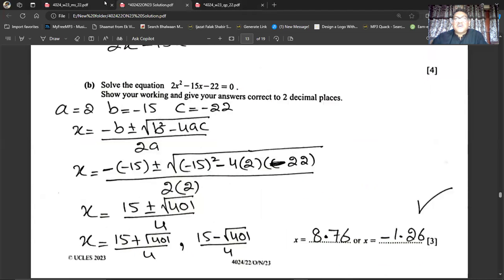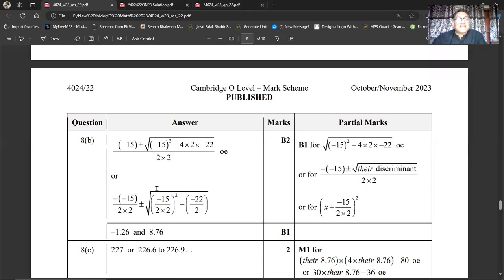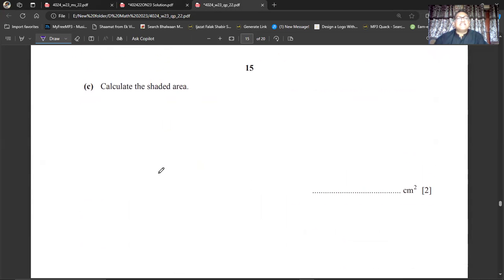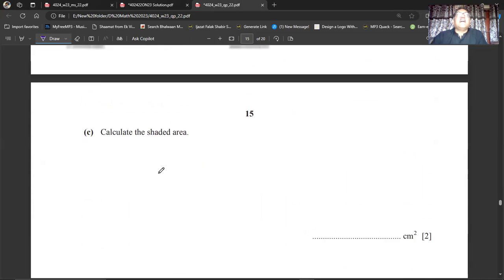Okay, so this is how this is done. This is the marking scheme. Hopefully you understand. Okay, so we are going to question number 8 and it's C part. It says calculate the shaded area.